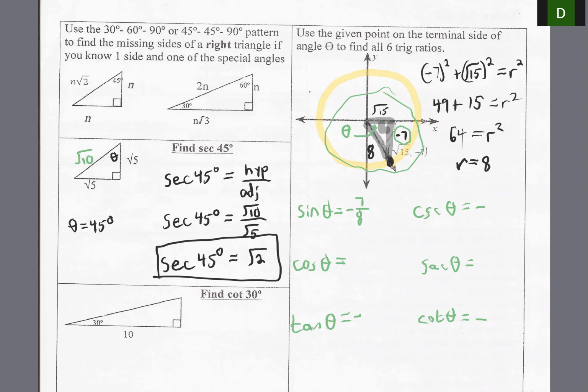Cosine is adjacent over hypotenuse, so that's going to be square root of 15 over 8. So this is already simplified here. This one's already simplified.